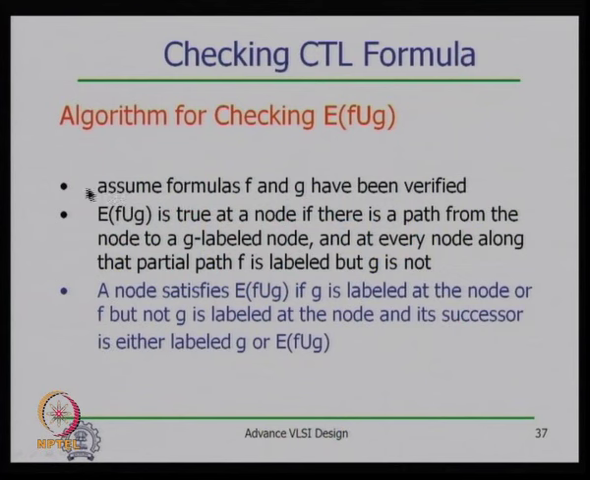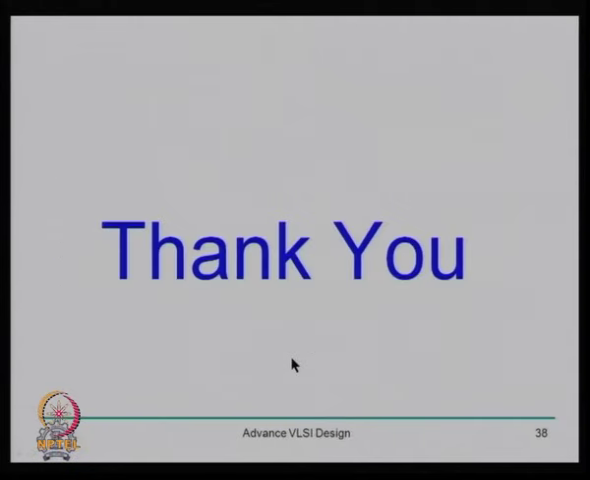Now, this algorithm does the same thing. It says that assume the formulas f and g have been verified. So, E f u g is true at the node if there is a path from the node to a g labeled node, and every node along the path is labeled f, but not g. So, the formula holds good wherein g holds good. And now you have to check whether g holds good and f is there just before that. So, a node satisfies E f u g if g is labeled at that node, or f is labeled, but not g, at the node and its successor is either labeled as g or f until g. So, this way you can verify this.